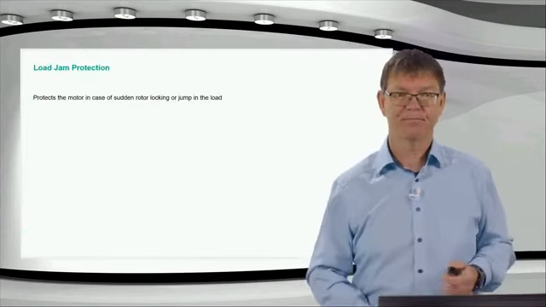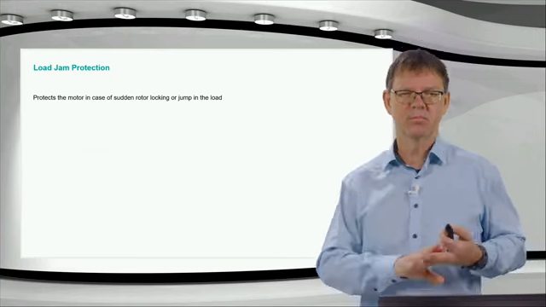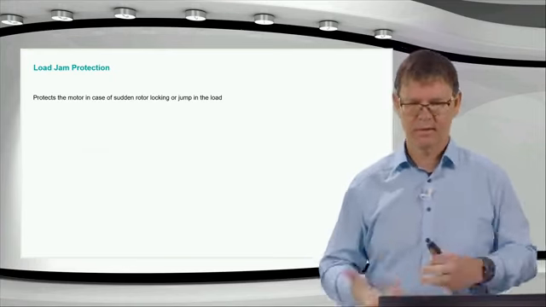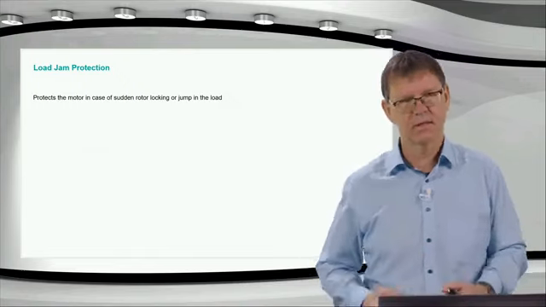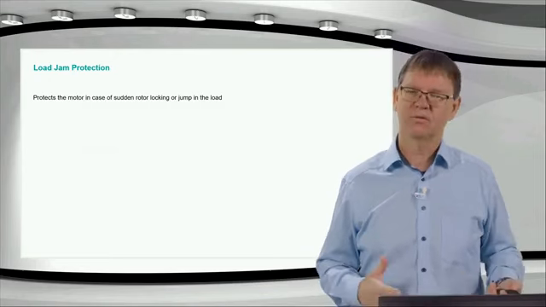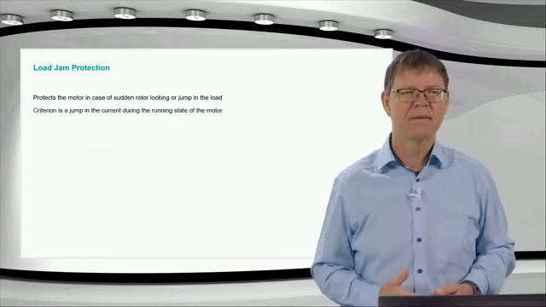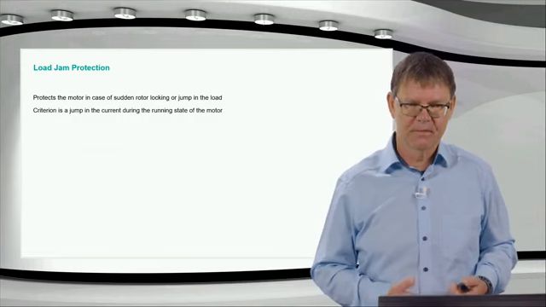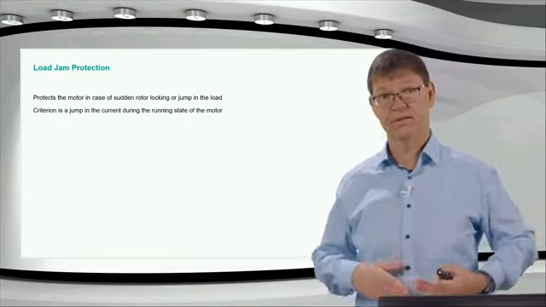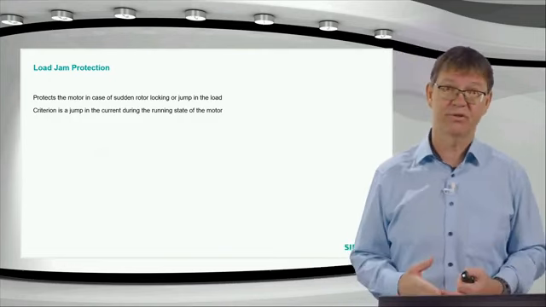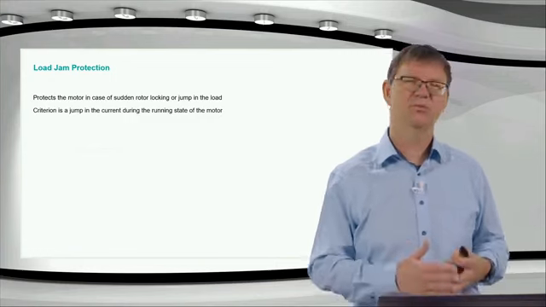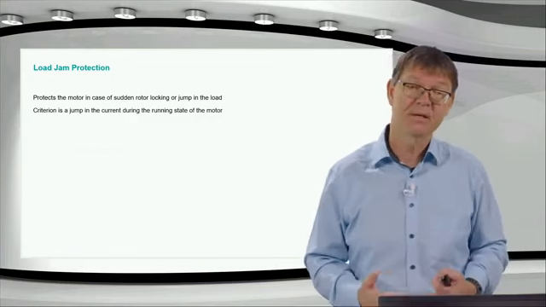So that I can come to the next point, which is the load jam protection. This protects the motor in case of a sudden rotor locking or jump in the load. Something gets blocked, stuck, or something like that. And we can see this because then the current of the motor simply increases. We have a jump in the current. What is important, of course, is that during the startup we also have a kind of jump of the current. We must be sure that this function does not work during the startup of the motor.